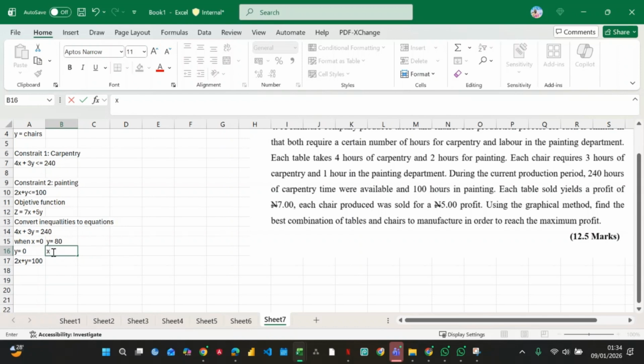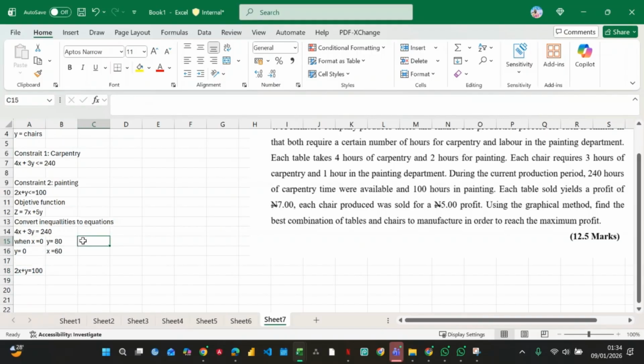So what is 60 divided by 4? We now have 16. Our x is now 16. Now, what we just did is for the first constraint, which is constraint y.